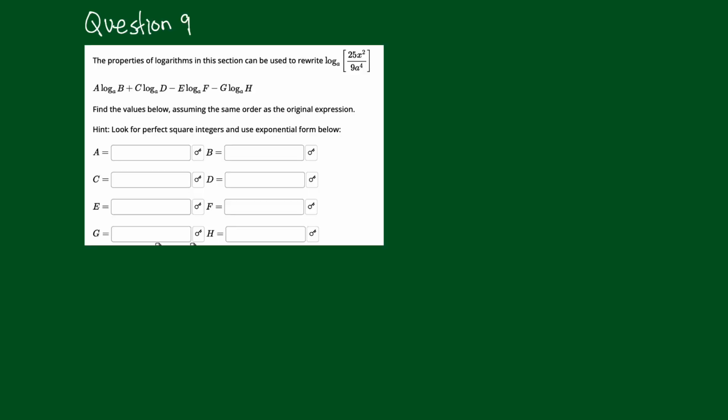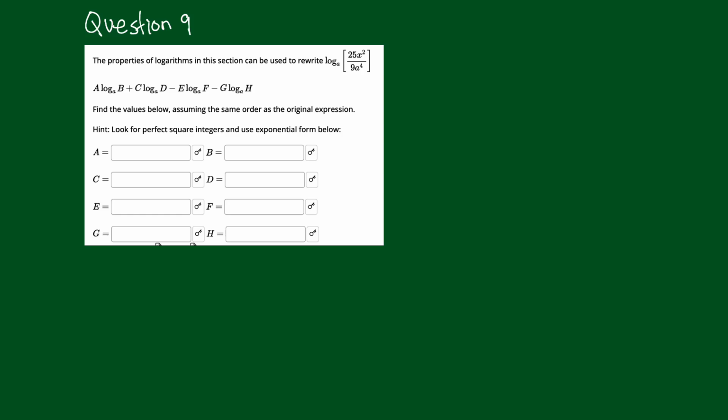Question 9, we need to expand this. Now, here's what I know. I have a division, so I know I'm going to get a minus. There's two factors in the denominator, so I'm going to get a minus and then a minus. The exponents come down as multipliers. So on the top, I've got two factors, a 25 and an x squared. I'll get a plus between those. On the bottom, I'll get a minus in front of those. So let's just do this. And those exponents come down as multipliers.